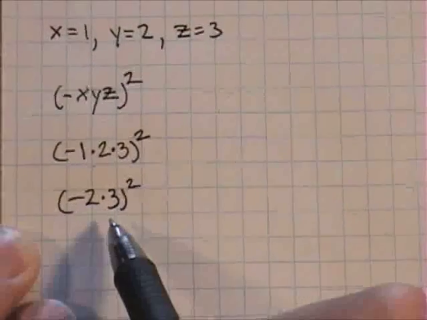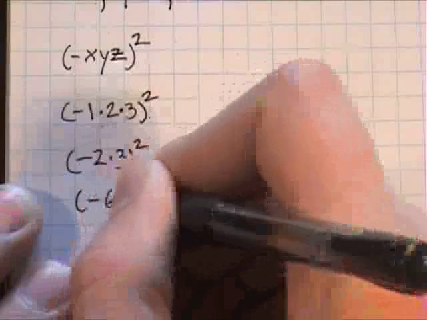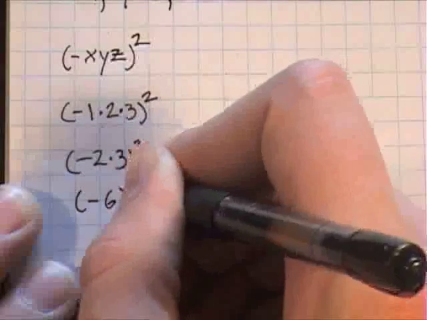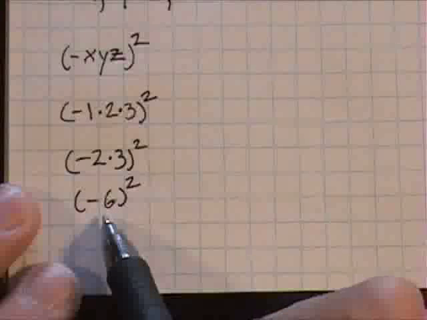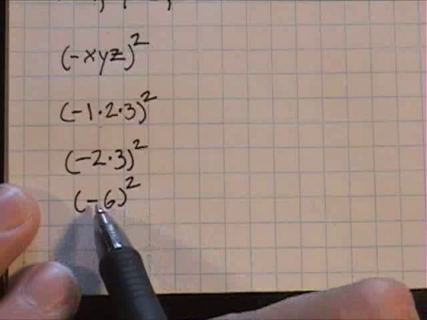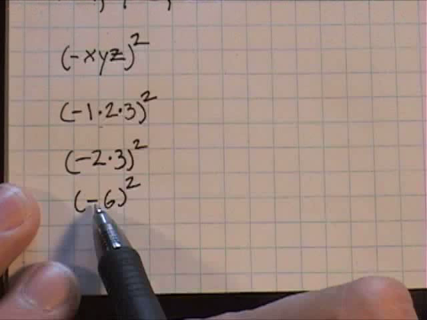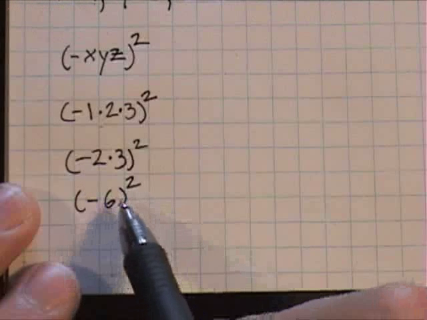-2 times 3 equals -6, all raised to the power of 2. Now we've come down to one number in here, and we can apply the exponent. Remember, when you have a negative sign out here, you have to be aware of whether it's inside parentheses or not. In this case, it is inside parentheses.